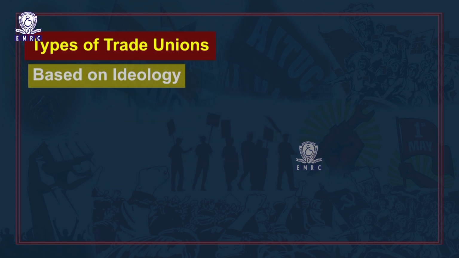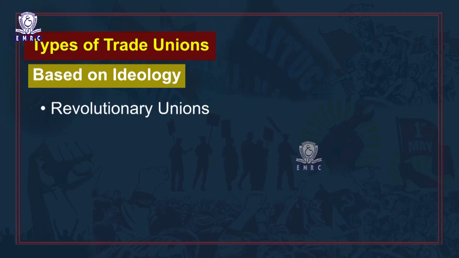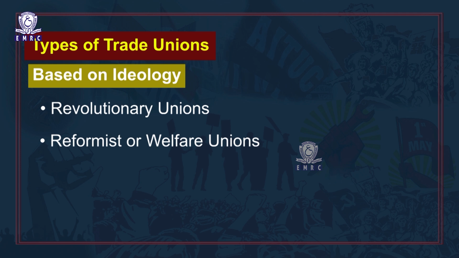Let us now try to discuss different types of trade unions. The types of trade unions based on ideology. Revolutionary unions. They believe in destruction of the existing social economic order and creation of a new one. The aim is to shift power and authority and use of force. For instance, left unions. Reformist or welfare unions work for changes and reforms within the existing socio-political framework of society.